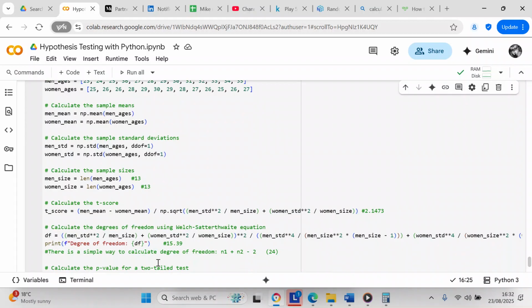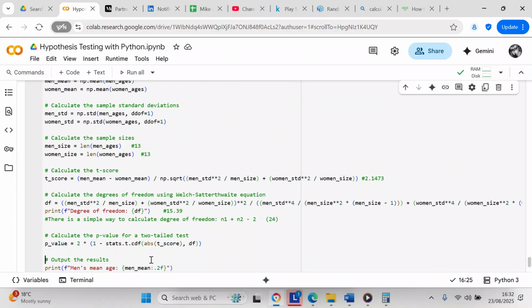Using the Welch-Satterthwaite equation, you have a degree of freedom of 15.39. But a simple way to calculate the degrees of freedom is n1 plus n2 minus 2, and if you did it that way, you would have 24 as your degrees of freedom. So you can see there's a big difference between the degrees of freedom from the Welch-Satterthwaite equation and the simple equation I've just noted above. But we're going to be using the Welch-Satterthwaite equation.